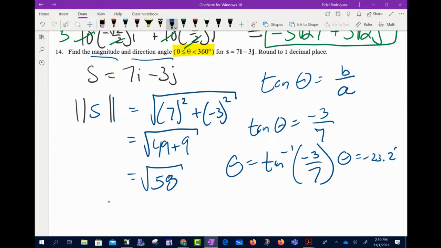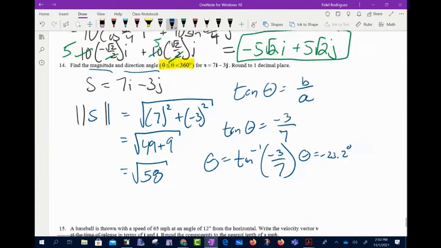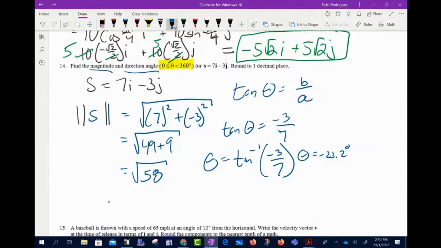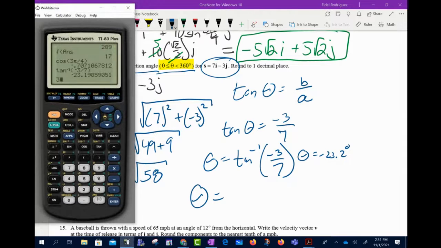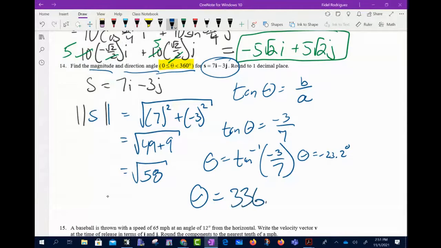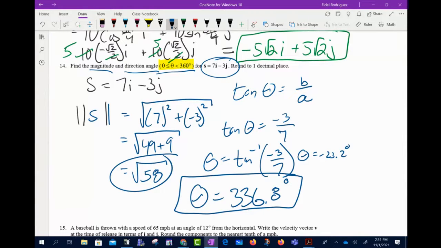Theta equals negative 23.2 degrees. Let's see, what quadrant are we in, y'all? We're in the 4th quadrant, right? So if I was going to write that, because it does want me to write it between 0 and 360, wouldn't we just add 360 to that? So I would be coming up with 336.8. So we found our magnitude and we found our direction angle, right?